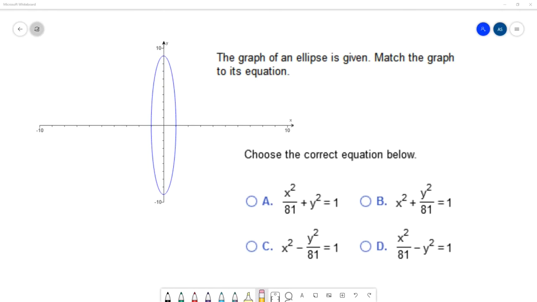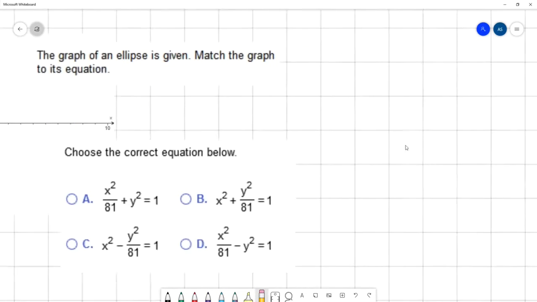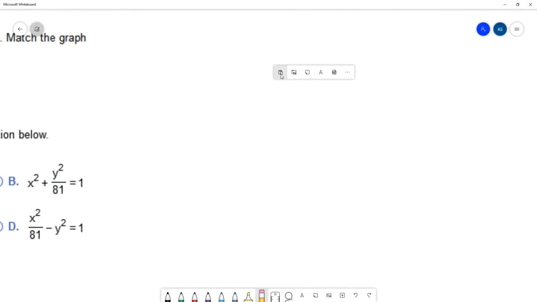So in this question, we're given the graph of an ellipse, and we want to match this graph to the equation. And we're given some different equations to choose from. And in order to figure out which equation matches, we need to really understand a couple different things about the ellipse. So I've taken a screenshot from our notes that we're going to take a glance at.